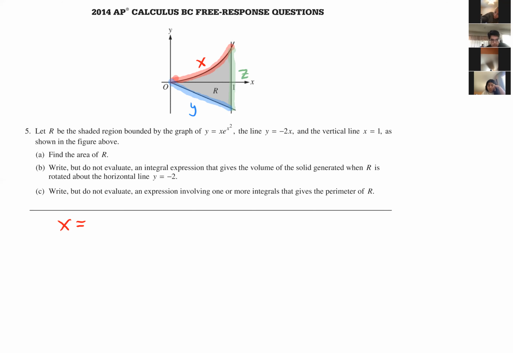Okay, so to find X, you want to find the length of the arc. So I'm going to integrate from X equals 0 to X equals 1. So this is the arc length formula. So it's going to be from 0 to 1. So the formula is going to be the square root of 1 plus the derivative squared. So I'll write the formula.